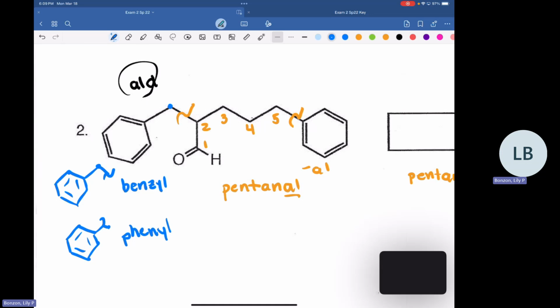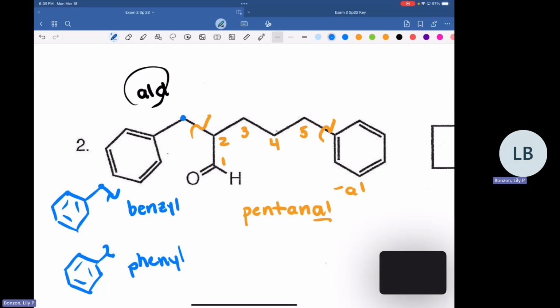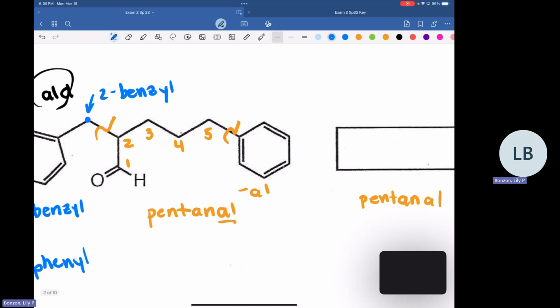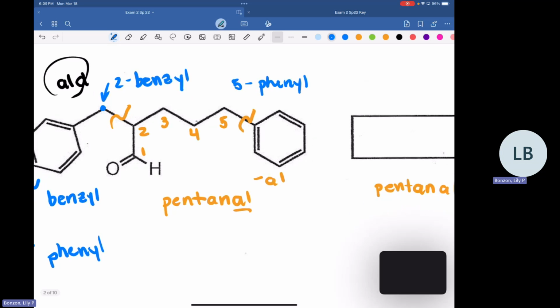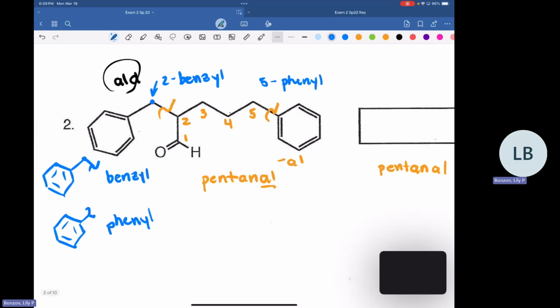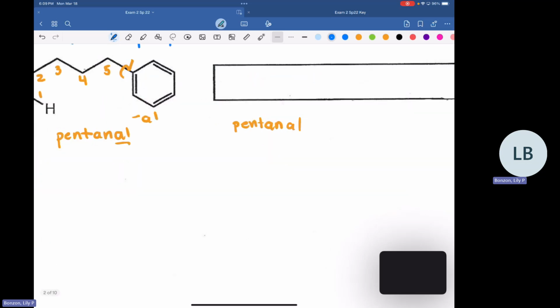So in this case on the left, since this benzene ring has an additional carbon here, this one is going to be benzyl. And that's coming off of the second carbon on that chain. So it's going to be 2-benzyl. And then on the right, this one is just directly connected to the parent chain. So this one's just going to be phenyl. And that's coming off of carbon number 5. So again, we've got benzyl and phenyl. And so those are our substituents.